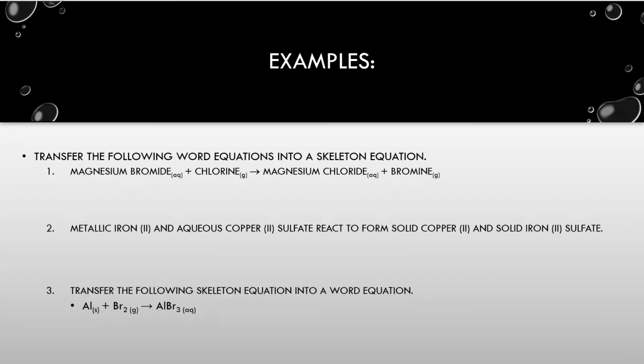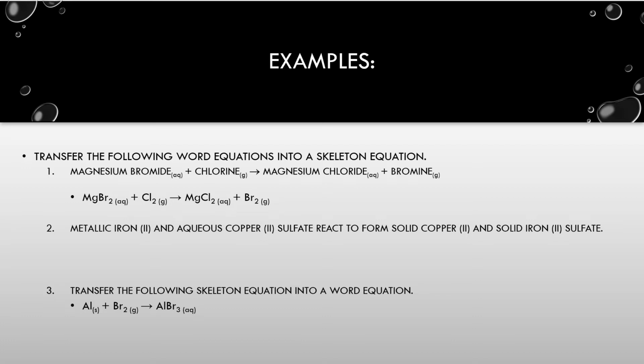All right, so let's add a couple of examples here. It says transfer the following word equations into a skeleton equation. So we see we have magnesium bromide as an aqueous solution plus chlorine gas produces magnesium chloride aqueous plus bromine gas. So again, these things are ionic compounds, so before I start writing anything down, pull out the periodic table and maybe polyatomic ion chart, because again, we're going to have to be able to write those things correctly.